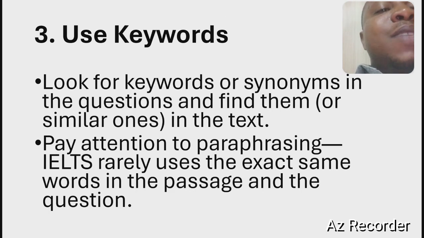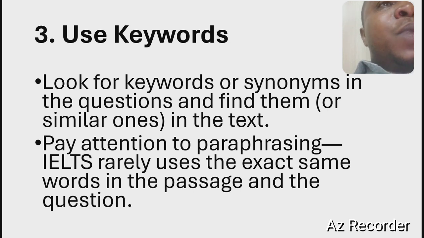Now, when you read the questions first, this is what you are supposed to do. You look for keywords or synonyms in the questions to find them, or similar ones, in the text. So the next strategy is to use keywords. When you read the questions, try to underline some keywords. It can be the name of a person, it can be dates, or it can be a particular word.